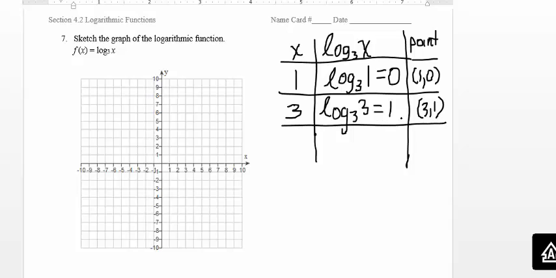I also know if x is 9, y will be the base 3 log of 9. And that's the exponent I apply to 3 to get 9. So that's 2. So I'll be plotting the point (9, 2).